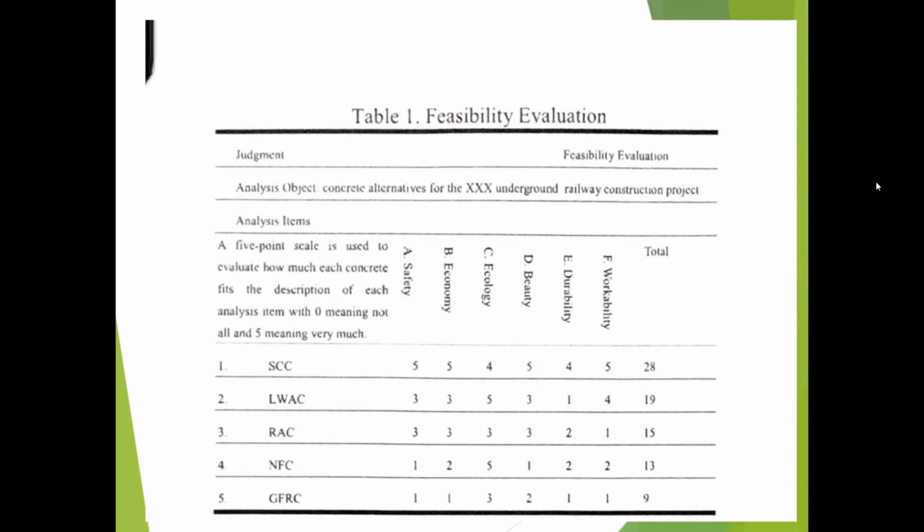An analysis of concrete alternatives for an underground railway project. Okay. And those alternative concretes are evaluated against 6 different criteria: workability, durability, beauty, ecology, economy, safety.